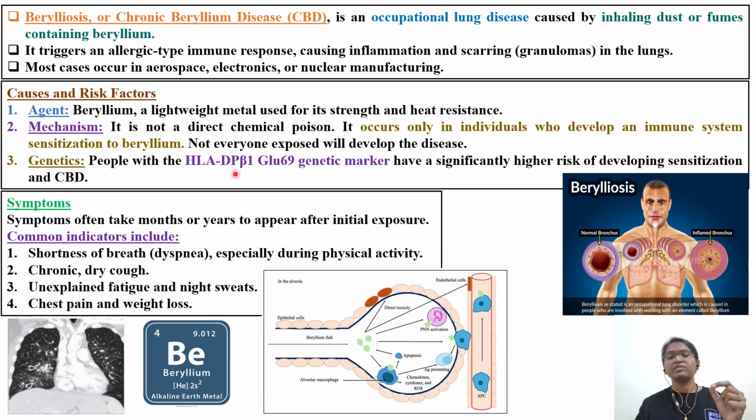So people with whatever this particular genetic marker is, HLA-DPB1, have a significantly higher risk of developing sensitization and this chronic beryllium disease. And if you look into the symptoms, they take around months or years to appear after initial exposure. So that is what I was saying.